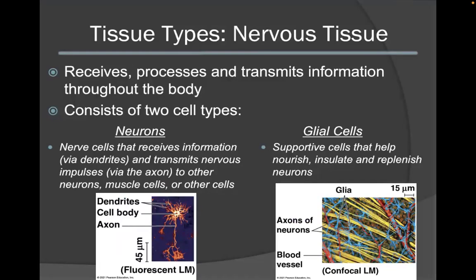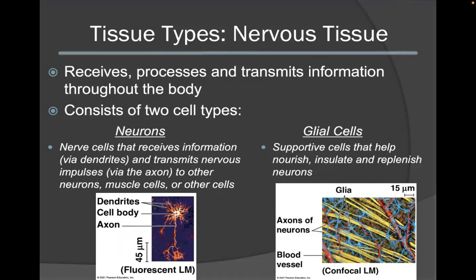The last type of tissue we will examine is nervous tissue. Nervous tissue is responsible for receiving, processing, and transmitting information throughout the body. There are two main cell types involved in nervous tissue: neurons and glial cells. Neurons are the actual nerve cells that receive the information via the dendrites, which are located around the cell body.